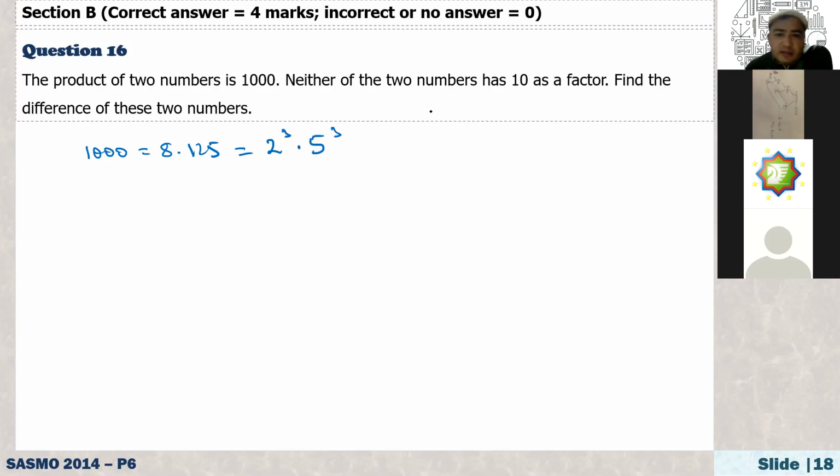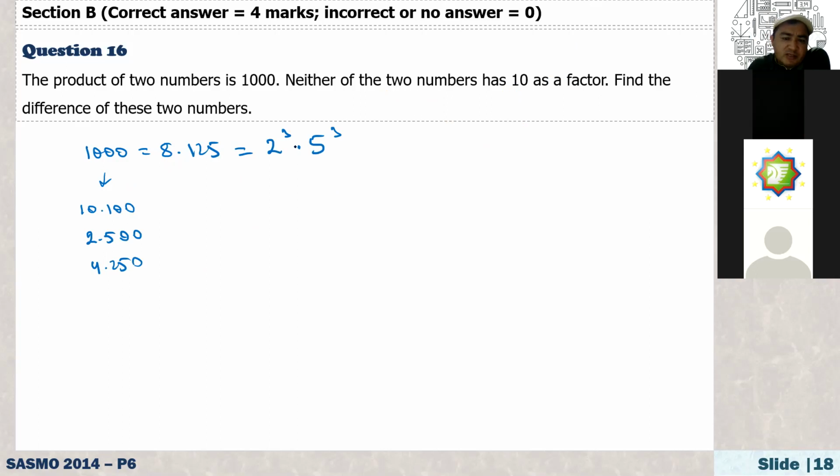So it says that neither of the two numbers has 10 as a factor. Find the difference of these two numbers. Of course, we can write it in a lot of different ways, right? For example, I can write it as 10 times 100, or 2 times 500, or 4 times 250. But here it says that neither of the two numbers has 10 as a factor, right?